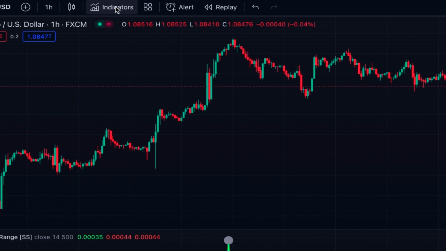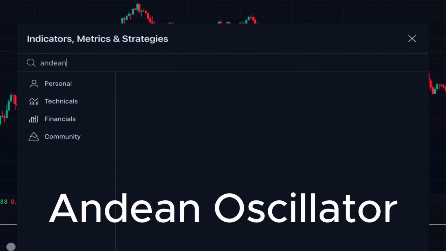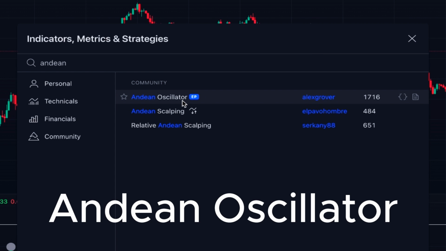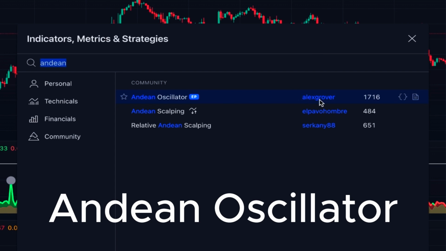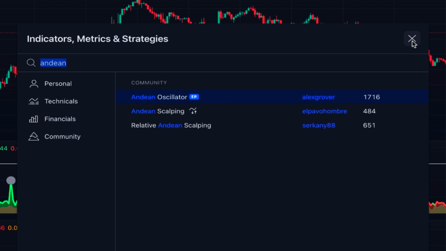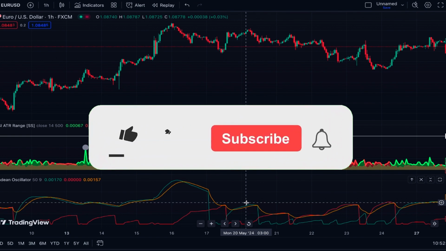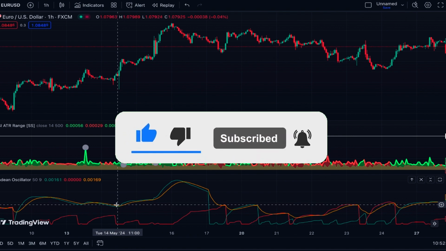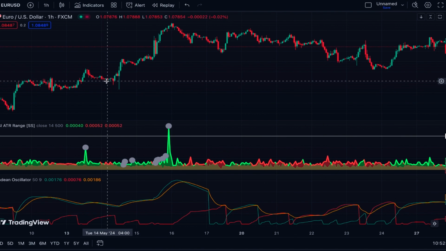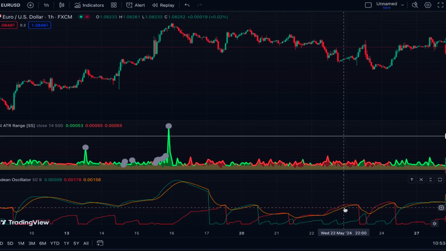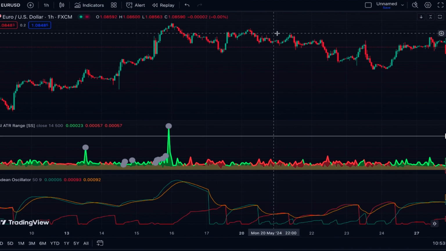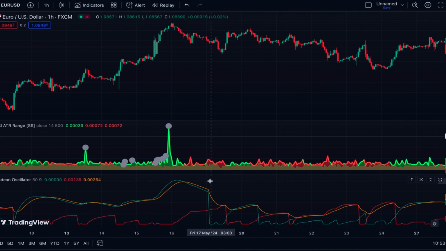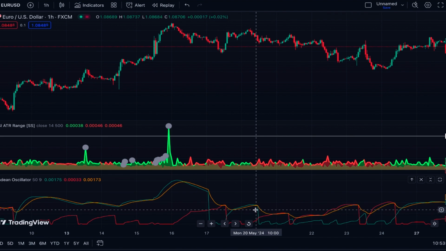So here we click on indicators and we search Andean oscillator, this one, which is an Editor's Picks indicator written by Alex Grover. Alright, this is the indicator, and if you know it, it's a powerful indicator for identifying trending and non-trending markets. When the green line is above the orange line, it shows that the market is trending up, and when the red line is above the orange line, it shows that the market is trending down, and when the orange line is above the other two, it shows a flat market.